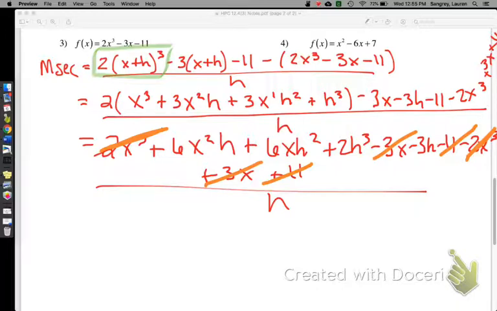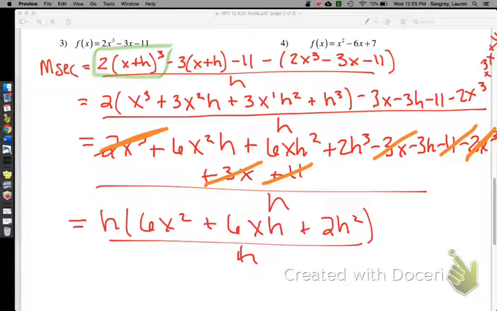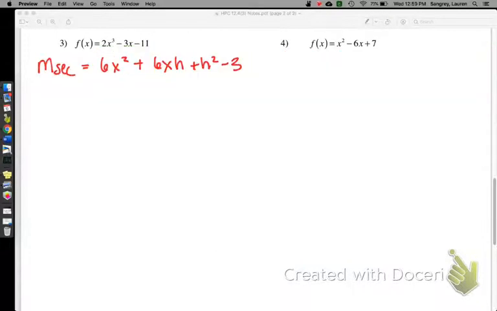Okay. So now I can factor out that h in the numerator. Voila, and those h's will cancel. So now we are left with the slope of our secant line. All right, so there's the slope of your secant line.